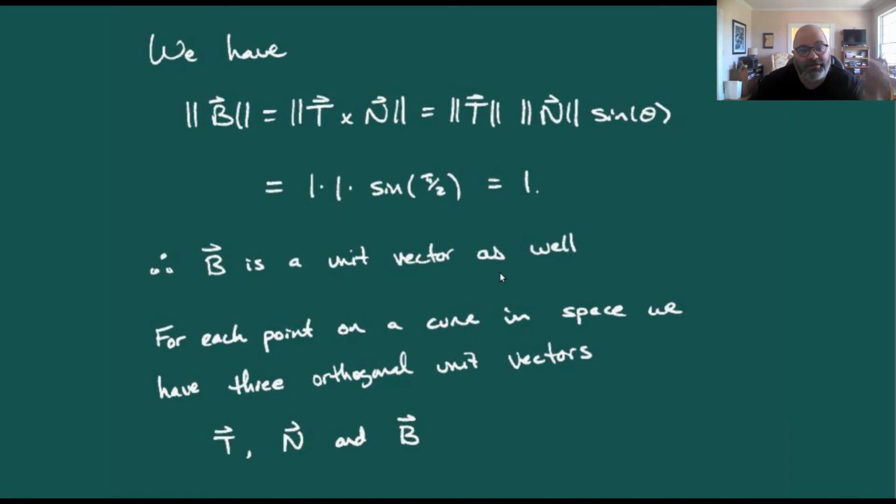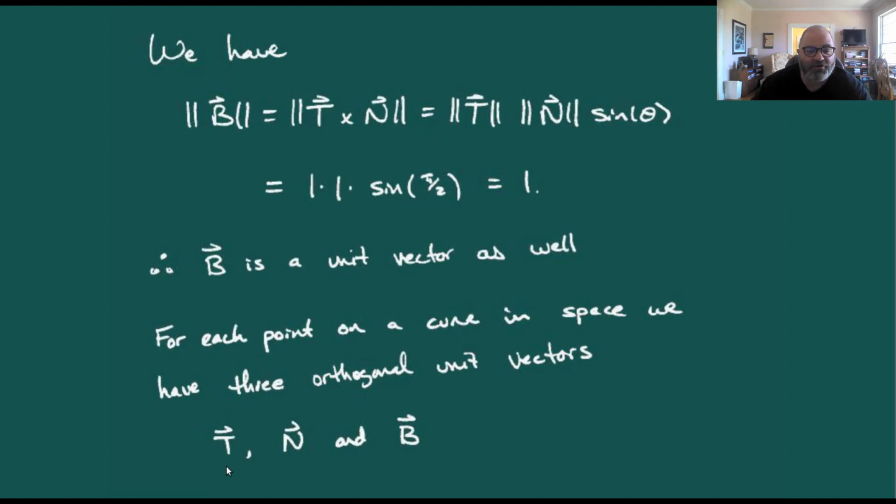Now, if we look at the magnitude of our binormal vector, that's the magnitude of the cross product. Remember, that's just the length of the first vector times the length of the second vector times the sine of the angle between them. We know that angle is pi over 2. T is a unit vector, N is a unit vector, so this whole thing just becomes 1. So what do we get? We get a third unit vector. Our binormal vector is a unit vector that's orthogonal to both T and N.